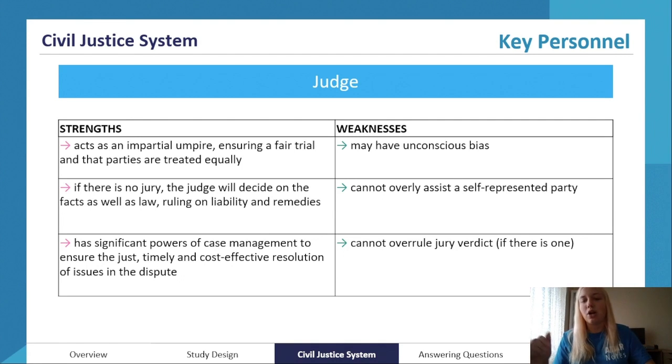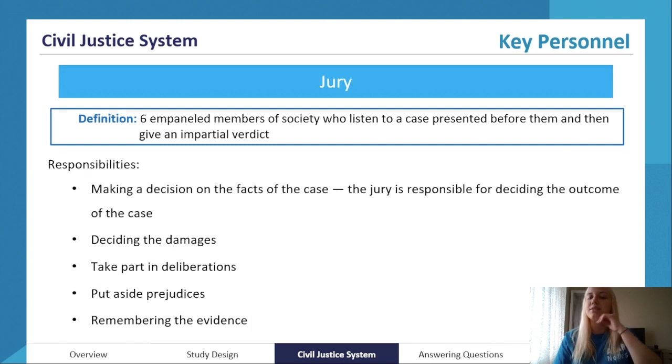Weaknesses: potential for unconscious bias. They cannot overly assist the self represented party, or only give them basic direction and instruction. So self-represented parties will be at a disadvantage, and they cannot overrule a jury verdict even if they disagree and think it's wrong. Now, our jury, how is it different from the criminal justice system?